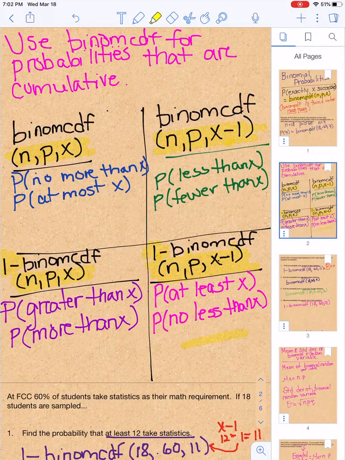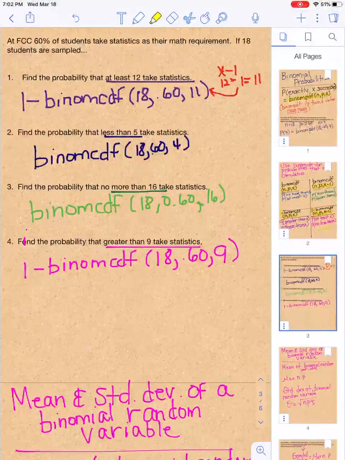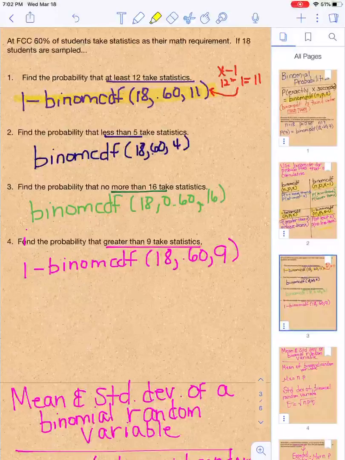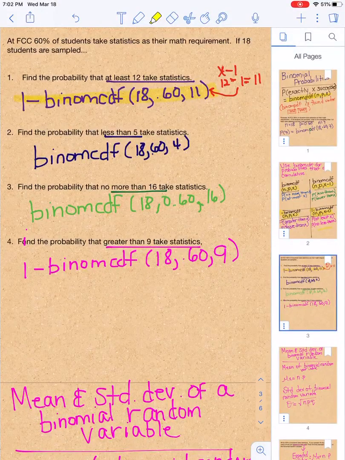So we know we're going to do 1 minus binomcdf(N, P, and then 12 minus 1, which would be 11. So you'll see here I have 1 minus binomcdf 18 because that's the number of trials, 0.60 is the probability, and then x minus 1 would be 11. 12 minus 1 is 11.